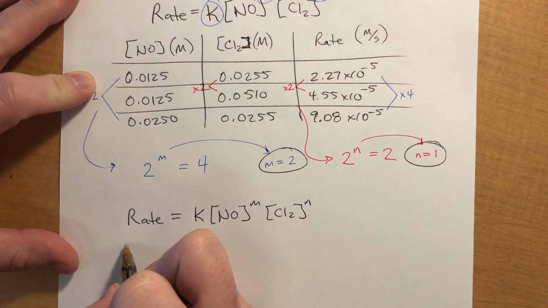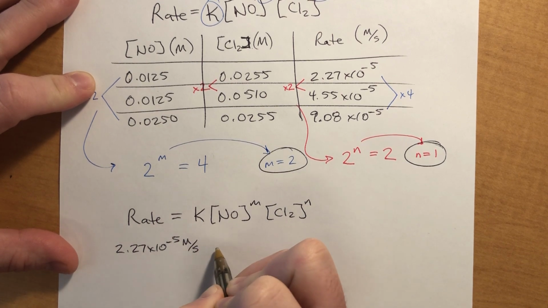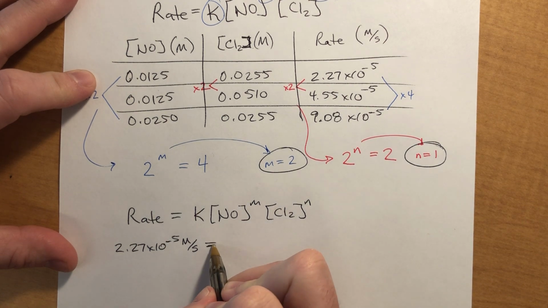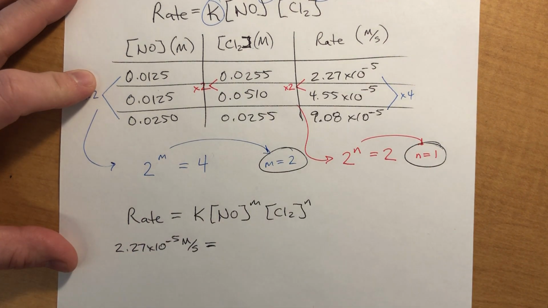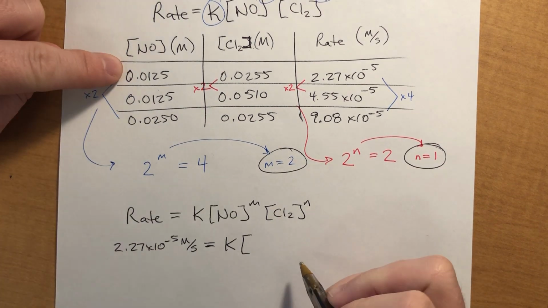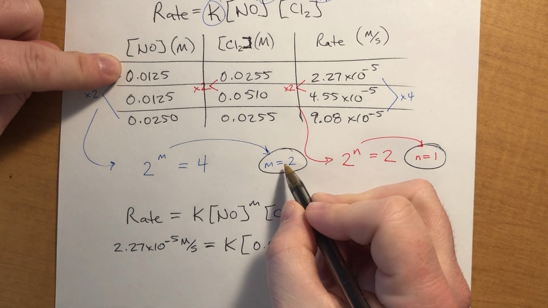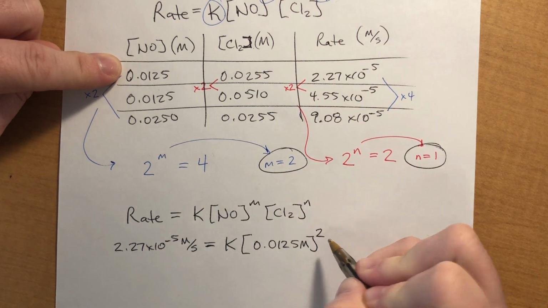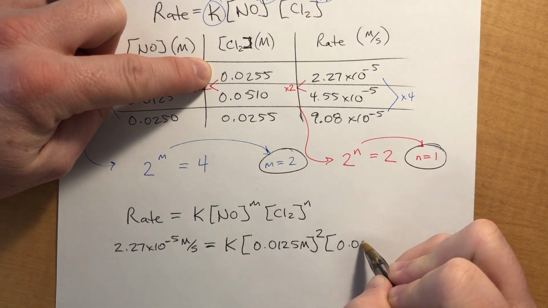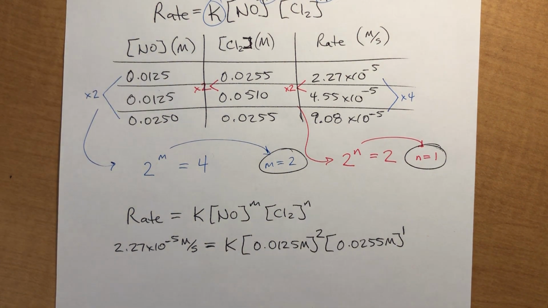So for the first one, the rate is 2.27 times 10 to the negative fifth molar per second. The units get a little weird on k. It kind of depends on what the exponents are. The only way you're going to be able to figure it out is by plugging in the units as you go. k is what we're solving for. For the first reaction, the concentration of NO is 0.0125 molar, and the exponent is a 2, because we just solved for that, times the concentration of Cl2, which is 0.0255 molar, and that exponent is a 1, which we don't really have to write, but I'm just going to for clarity's sake.